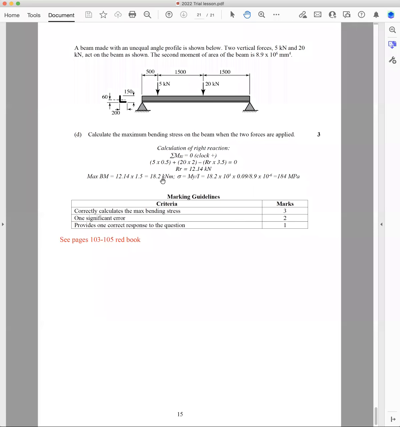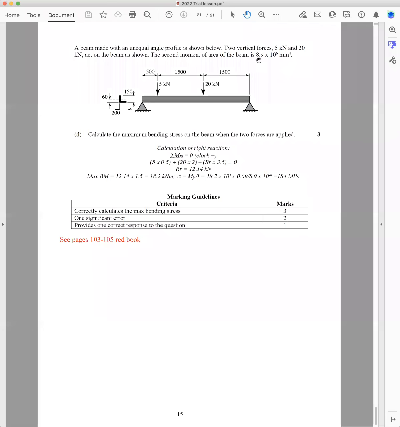Make sure you know that the moment is Newton meters. Substitute in this formula and make sure you put the numerical value for kilo there. That's the outermost fiber. And then the second moment of area is being given to you as 8.9 times 10 to the 6 millimeters to the fourth. And it's got to be in meters to the fourth. And remember, I told you, you've got to multiply that by 10 to the minus 12.